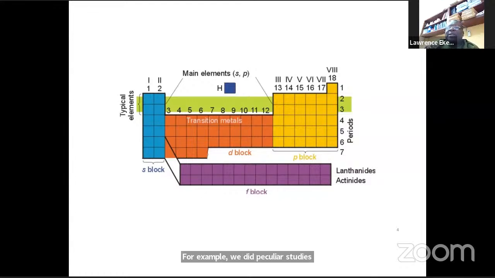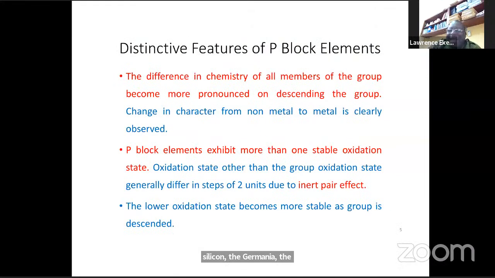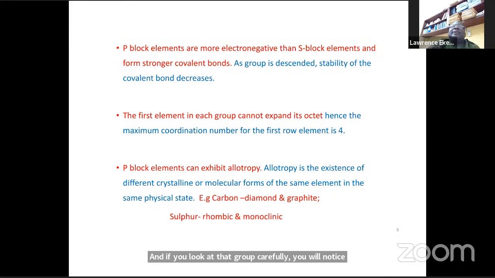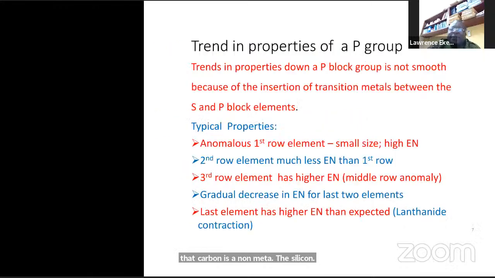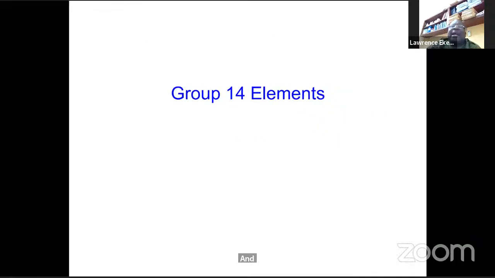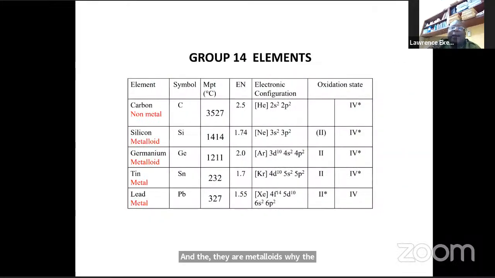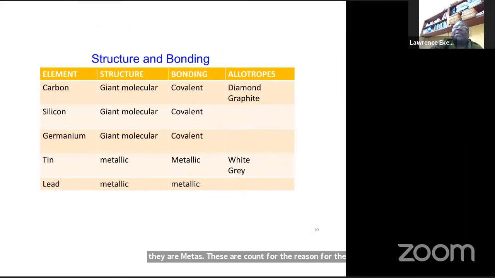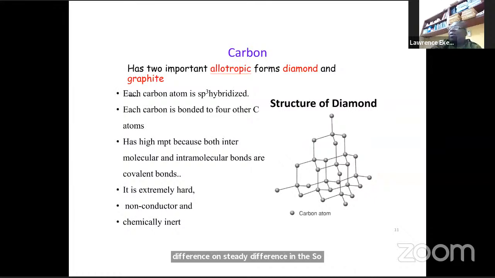The group 14 elements include carbon, silicon, germanium, tin, and lead. If you look at that group carefully, you will notice that carbon is a non-metal. Silicon and germanium are metalloids, while tin and lead are metals. And these account for the reason for the unsteady difference in the characteristics of the elements.